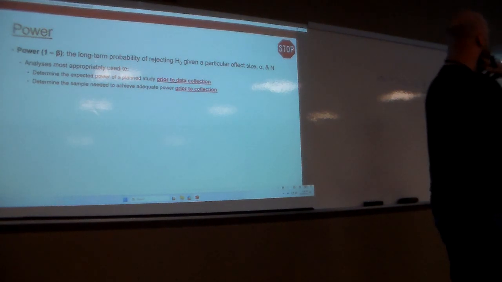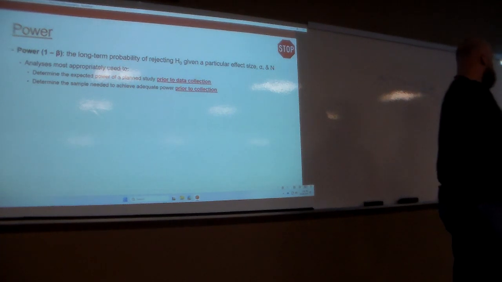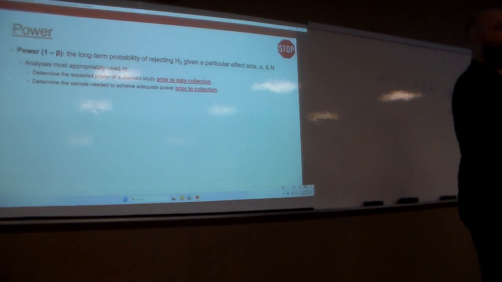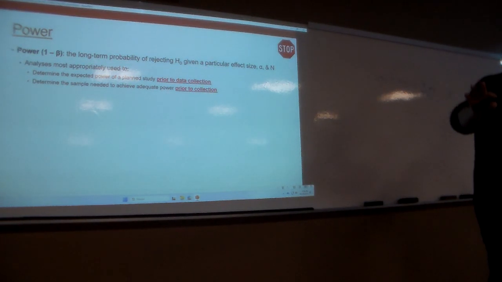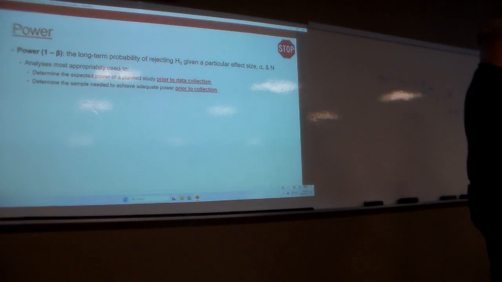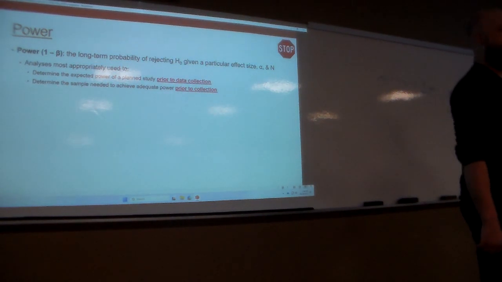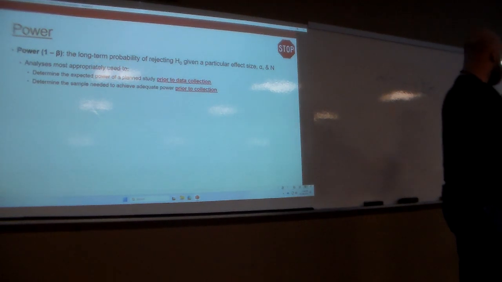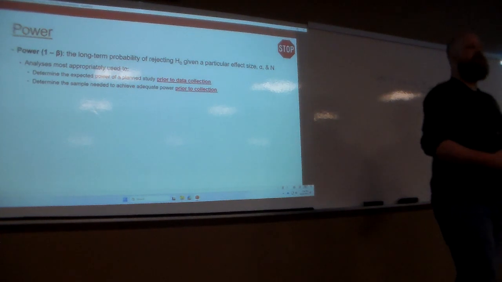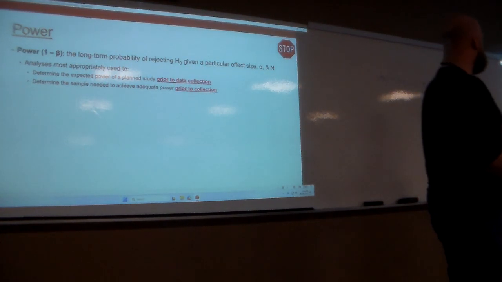Most appropriately used for running our power calculations is going to be to look at the expected power of a planned study prior to data collection. So before I even start submitting my IRB, I ask: if I run this study with this sample size, with this alpha level, and this assumed effect size, what's the power of this study likely to be?